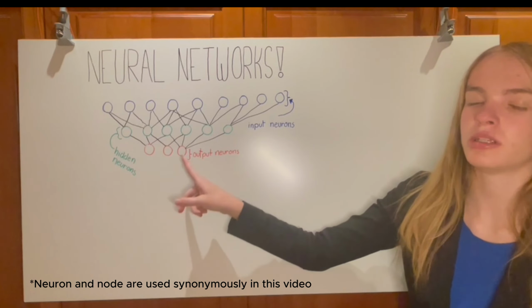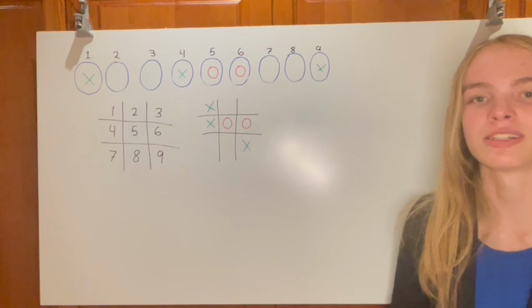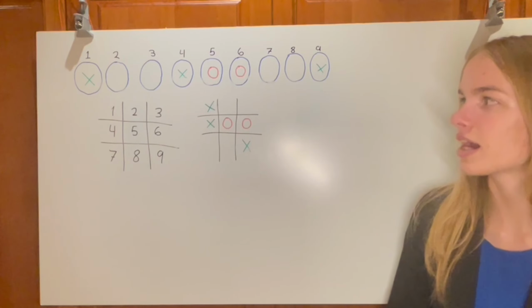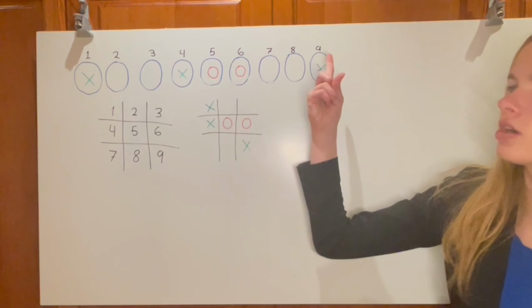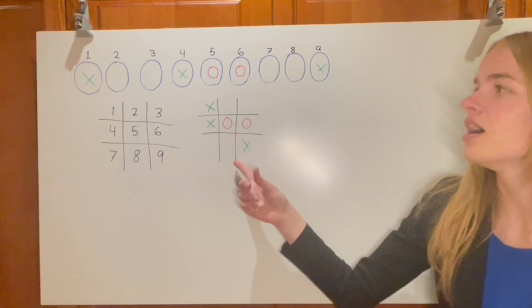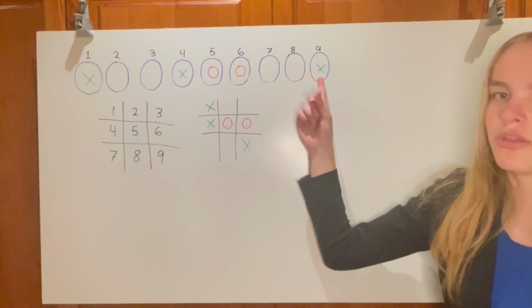The first layer of neurons are input neurons. The input neurons tell a neural network what is going on. Let's say our neural network is playing tic-tac-toe. Each of the input neurons coincides with a spot on the tic-tac-toe board. So when the tic-tac-toe board has data, the input neurons pass it to the neural network.